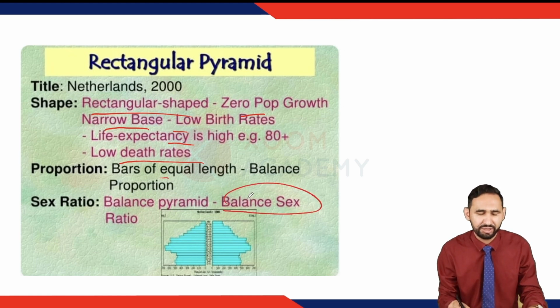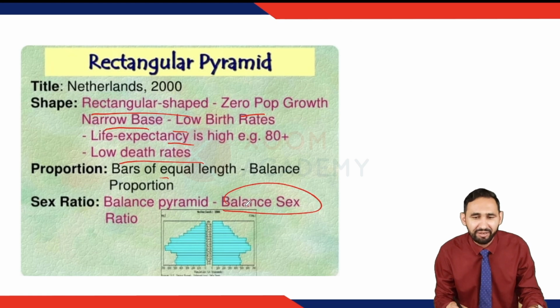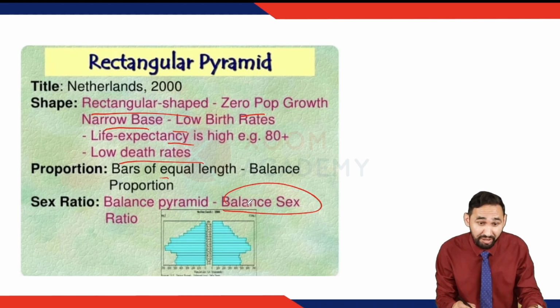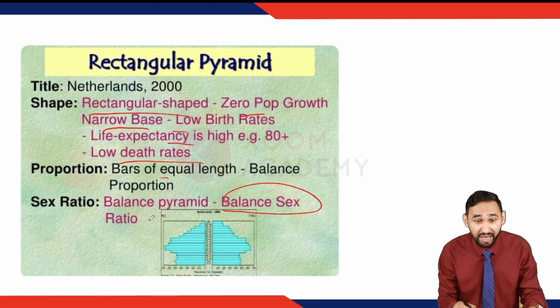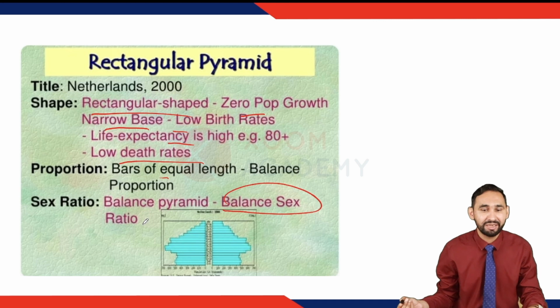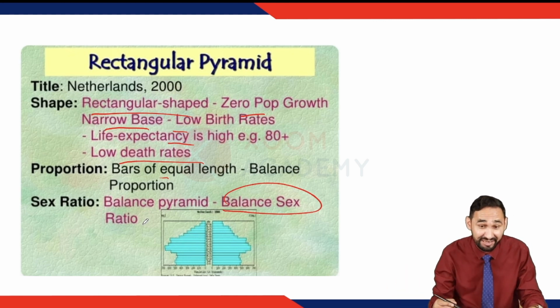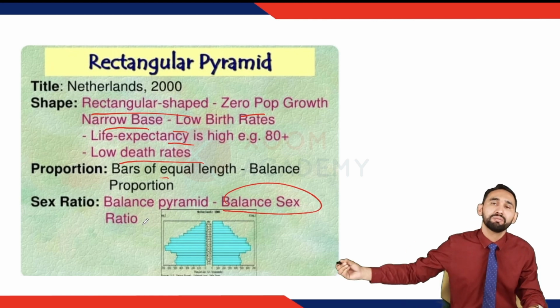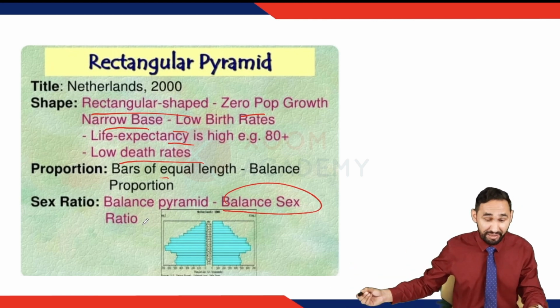Bars are equal, so males and females have equal proportion. There is a balanced sex ratio in beehive and rectangular pyramids, but there can be imbalance in a triangular pyramid, like in the pyramid of Pakistan. The Pakistan pyramid is triangular, the Singapore pyramid is beehive, and the Netherlands pyramid is rectangular. They have more working capacity, their working population is greater. Those who can work are called independents. Those who can't work, those who depend on others, are called dependents.